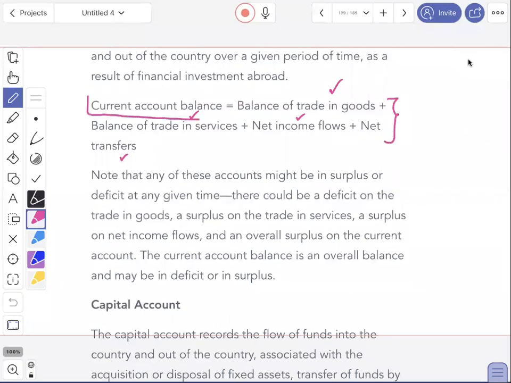All of this included will be your current account balance. And it is the most important account in the BOP, in the balance of payment equilibrium. So in the balance of payment account, this is probably one of the most important accounts because it includes all the goods and services as well as incomes happening.